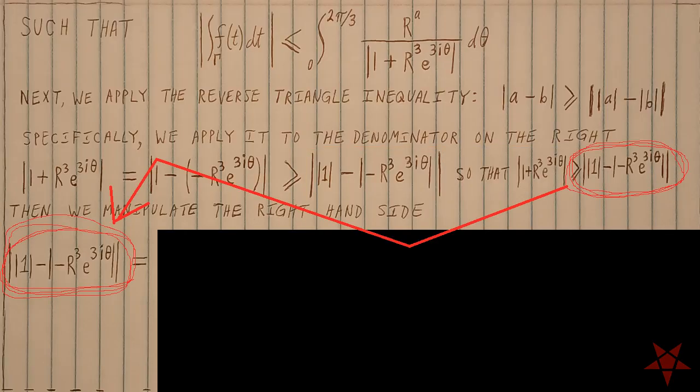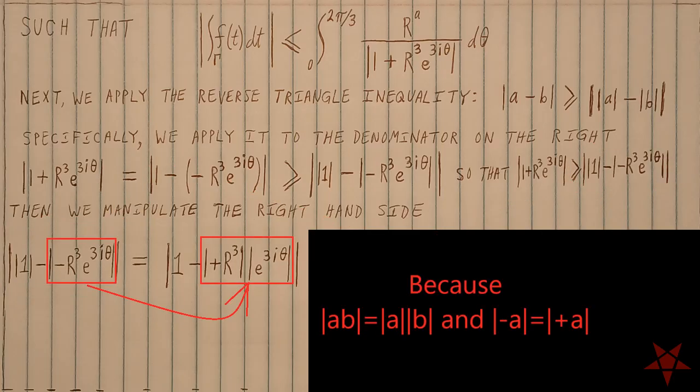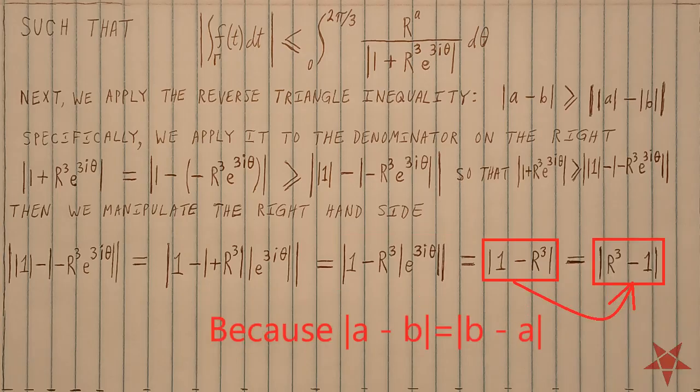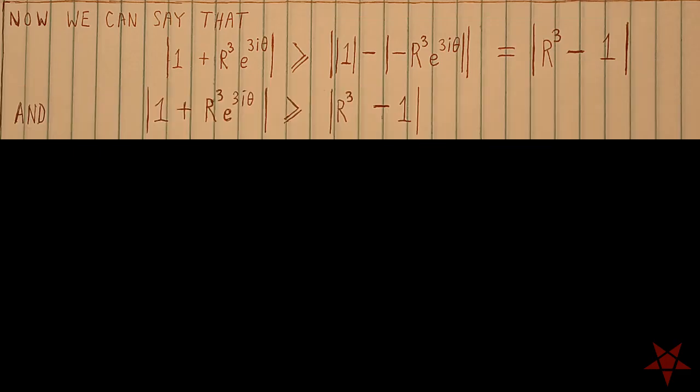From here, we manipulate the right side of the aforementioned inequality. We can separate the negative capital R cubed and e to the 3i theta terms because an absolute value of a product is equal to the product of the individual absolute values of those terms. The minus sign in front of capital R cubed disappears since the absolute value of a negative is a positive. Thus, our inequality is now: the absolute value of 1 plus capital R cubed e to the 3i theta is greater than or equal to the absolute value of capital R cubed minus 1.